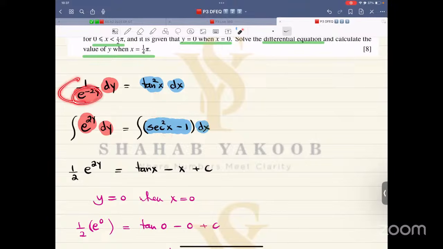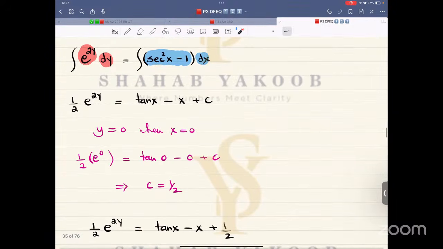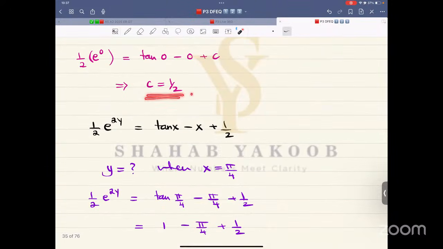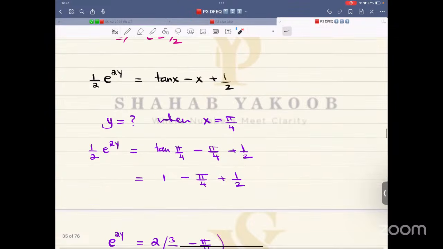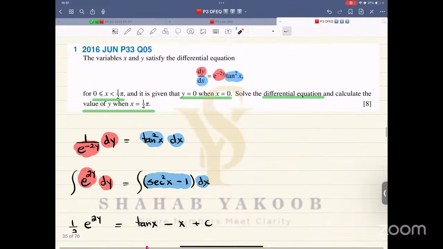And this has to be done before you integrate. So once you integrate this, 1 over 2 e raised to the power of 2y. Integral of sec square is tangent, integral of 1 is x, plus c. Plug in the condition, x is 0, y is 0. We get c equals negative half. You write it down. Are they asking us to make y the subject? No. Solve the differential equation.